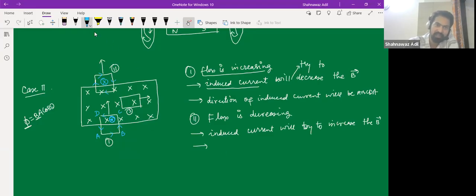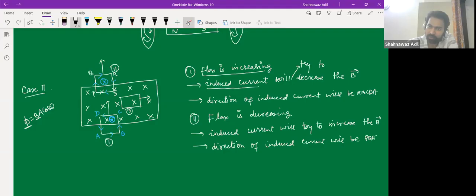So the direction of the induced current will be, let me write it, this is P, this is Q, this is R, this is S. So it will be P, Q, R, S.